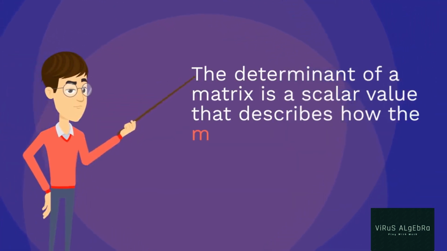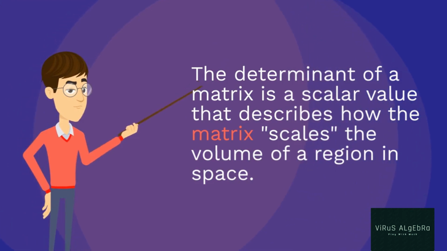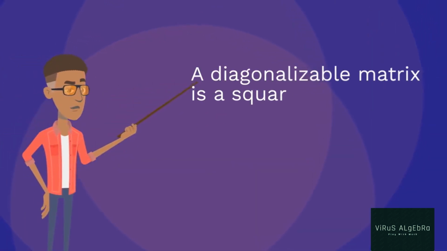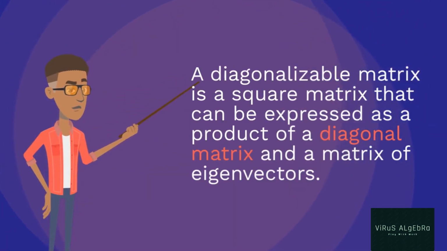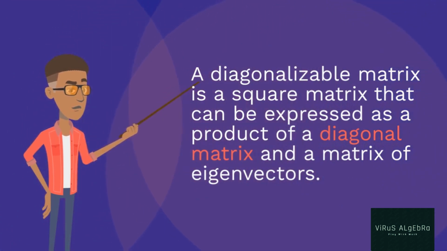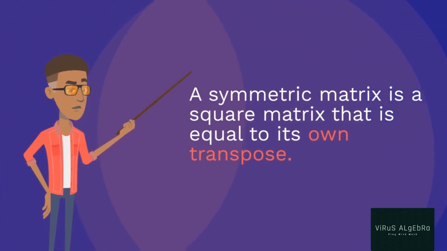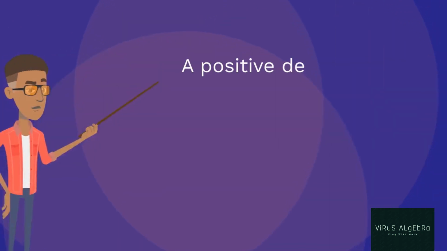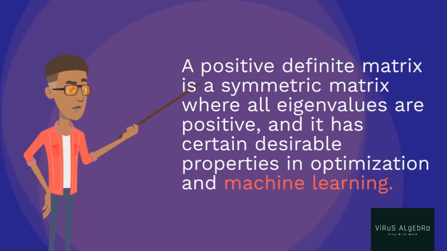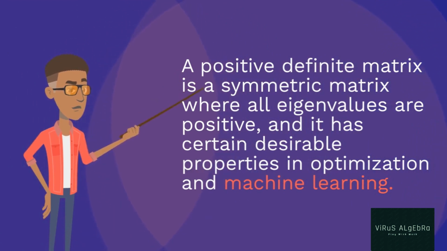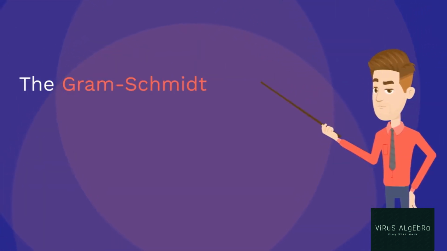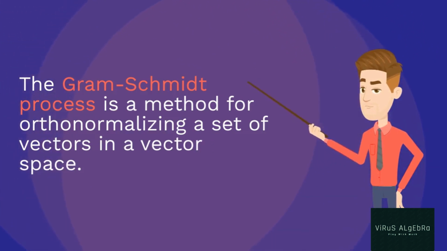The determinant of a matrix is a scalar value that describes how the matrix scales the volume of a region in space. A diagonalizable matrix is a square matrix that can be expressed as a product of a diagonal matrix and a matrix of eigenvectors. A symmetric matrix is a square matrix that is equal to its own transpose. A positive definite matrix is a symmetric matrix where all eigenvalues are positive, and it has certain desirable properties in optimization and machine learning. The Gram-Schmidt process is a method for orthonormalizing a set of vectors in a vector space.